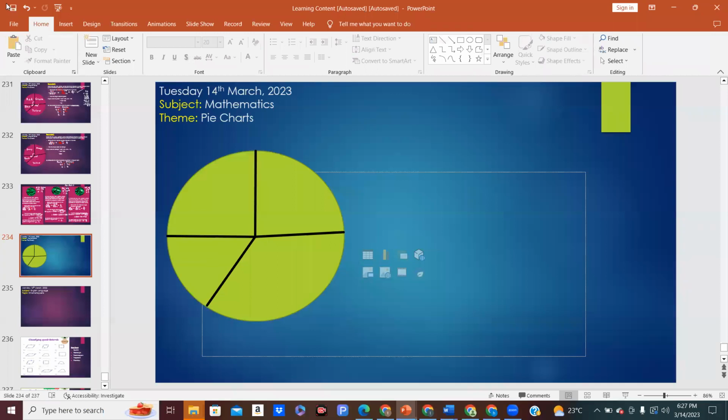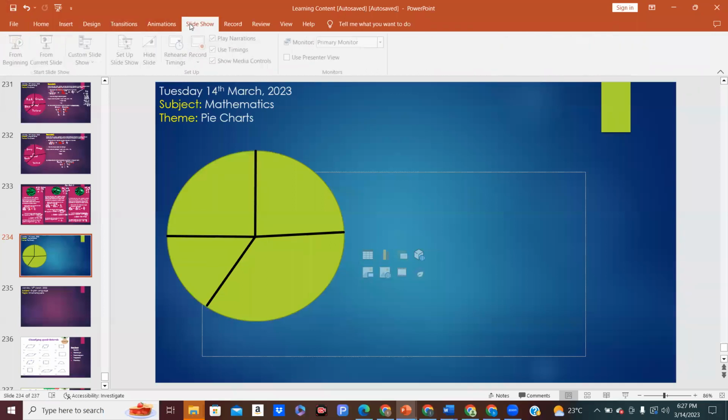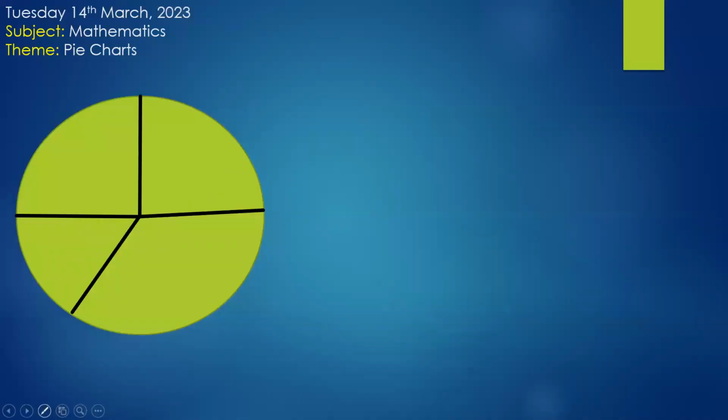Okay, so for this one, we know that we're going to have red, we're going to have blue, we're going to have green, and we're going to have yellow.